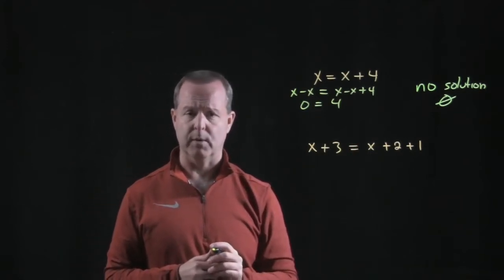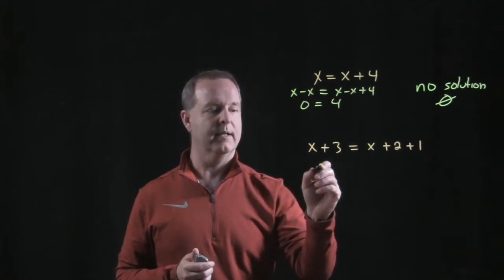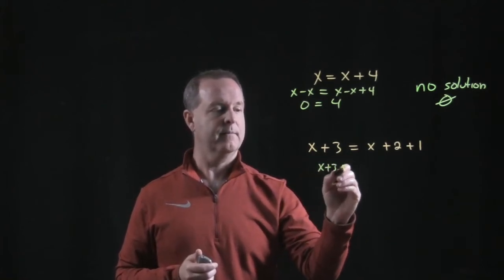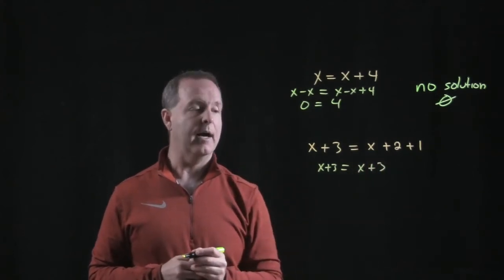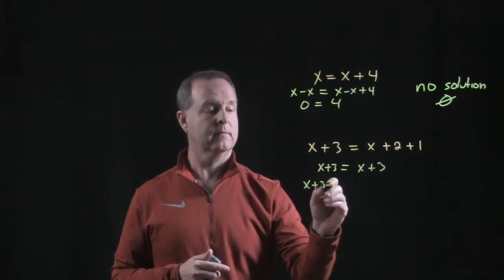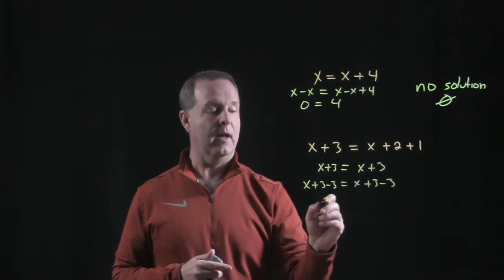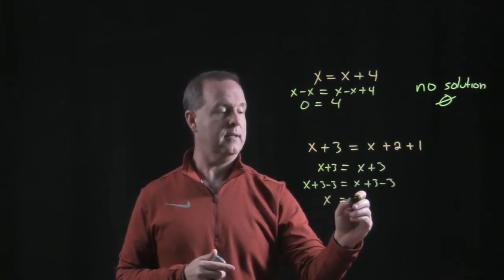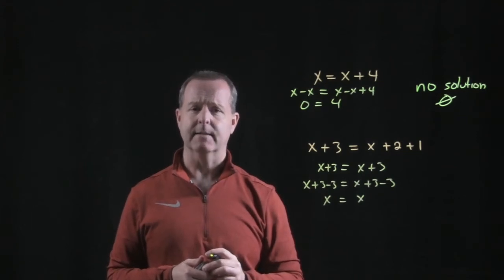What's going on with this one? Well, let's kind of simplify it out and see what we see. X plus 3 then. On the right side, I have an x plus a 3. Maybe I want to subtract 3 from both sides. I have x equaling an x. I don't know what that means.